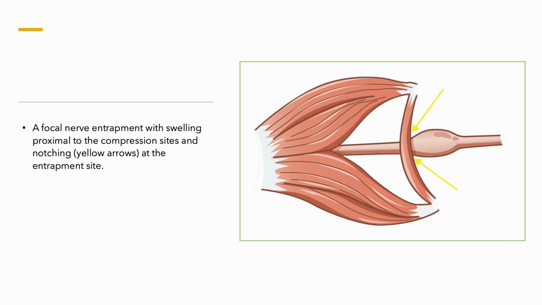Here's what focal nerve entrapment looks like, with swelling proximal to the compression sites and notching. The yellow arrows indicate the entrapment site. So this is similar to what happens with carpal tunnel.